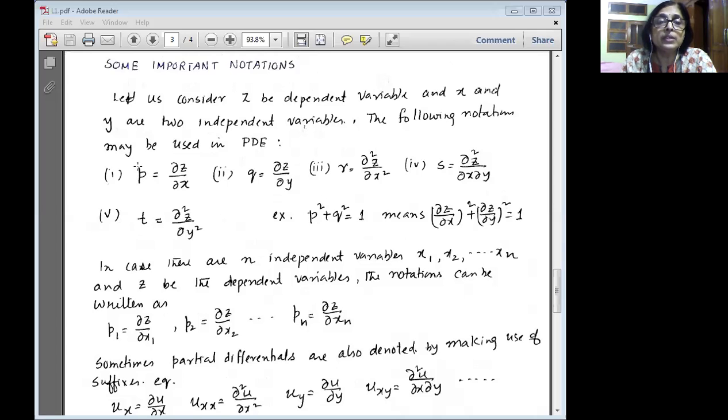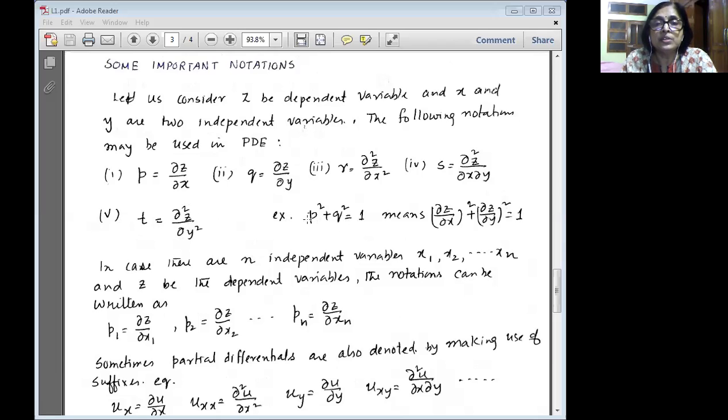For example, we will use small letters p, q, r, s, t. I'm giving these only for first order and second order differential equations. Small p represents del z del x, where z is the dependent variable and x is one of the independent variables. That means z is a function of x and y. Similarly, small q represents del z del y, r represents del 2 z del x 2, the second derivative of z with respect to x, s represents the second derivative of z with respect to x and y, and similarly small t is equal to del 2 z del y 2, the second derivative of z with respect to y.